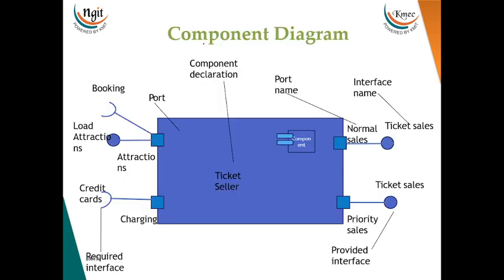A component diagram is represented like this. This is the name, a distinct name, normal sale, ticket sale. This is a half circle, credit card. This is a full circle, where a new component is created, and this is again priority sale, a distinct operation, ticket seller. These are all interfaces, correct? Booking, lot, everything is represented.